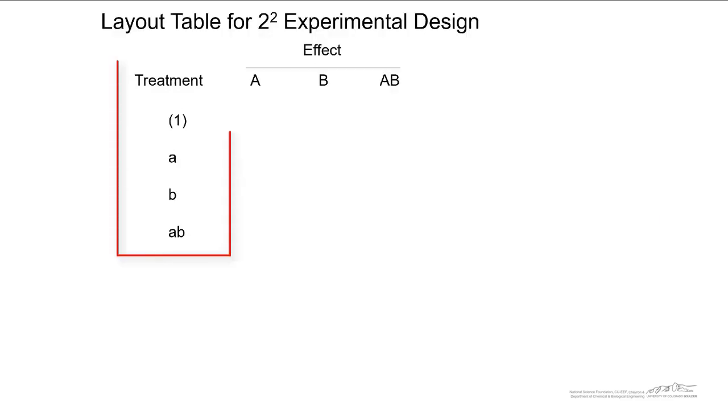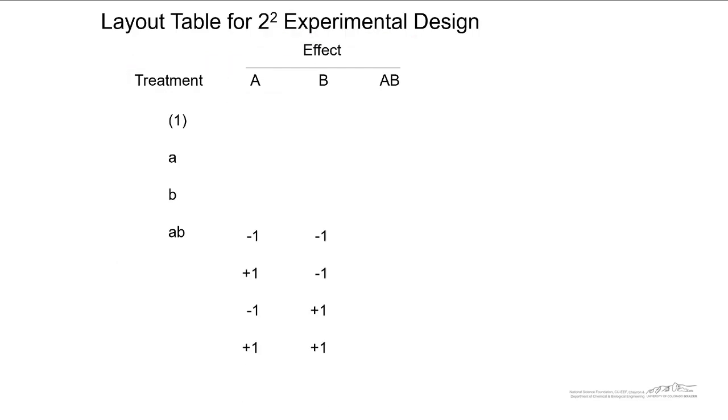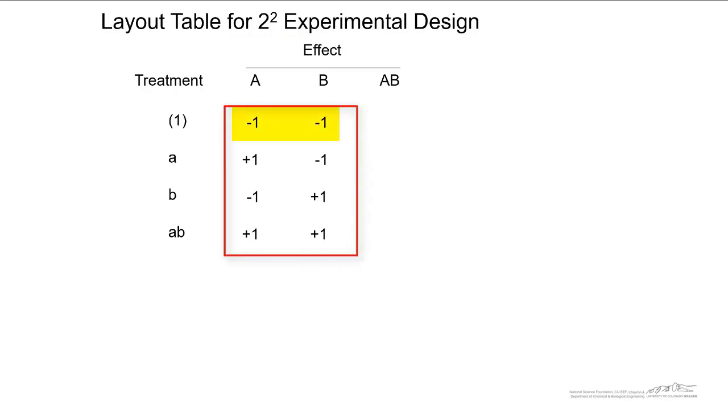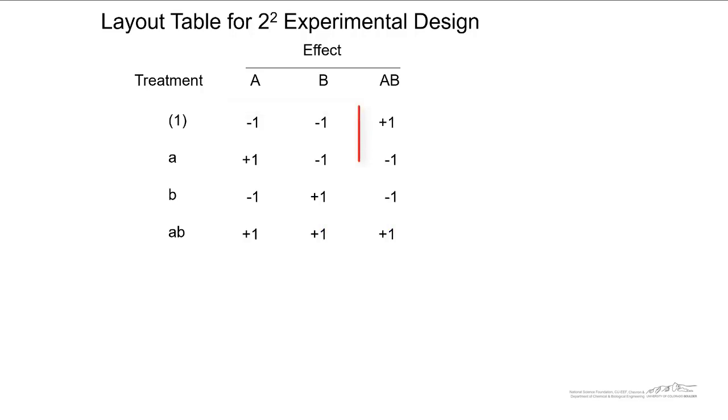We can set up a table. Here we have our treatments. We have the effects going across as columns. We usually work with coded variables, so we can put those in. Remember, (1) in parentheses means A and B are both at their low levels, -1. A means A is at its high level, +1, B is at its low level, and so on. And AB, we have the high levels of both A and B. We can then add in an interaction column. This is AB. And AB for a 2 squared just goes +1, -1, -1, +1. And I'll explain how we get that here in a minute.